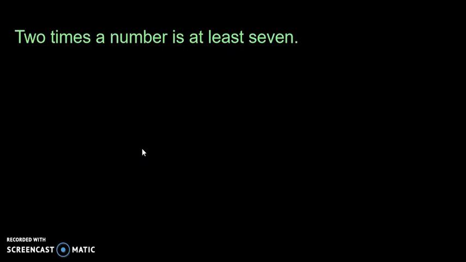All right, in this video we are going to take some other things that we've already talked about with solving, verbal expressions, and graphing, and kind of put them all together. So here we have a verbal expression. We're going to write that as an algebraic inequality, and then solve and graph. So here we have 2 times a number is at least 7.